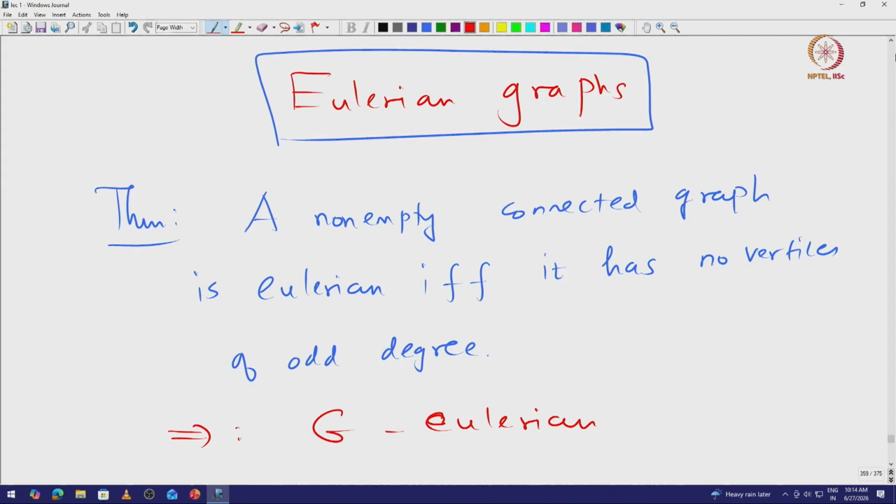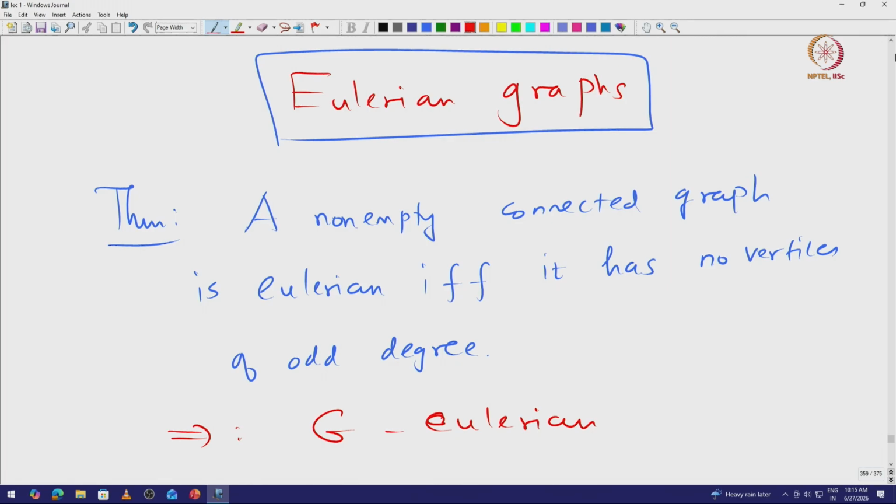Welcome back everyone. In this lecture I will continue with proving Euler's theorem, giving this criterion for Eulerian graphs. So, let us recall the theorem statement. We want to determine when a given connected graph is Eulerian. A non-empty connected graph is Eulerian if and only if it has no vertices of odd degree. That is what we are interested in proving.